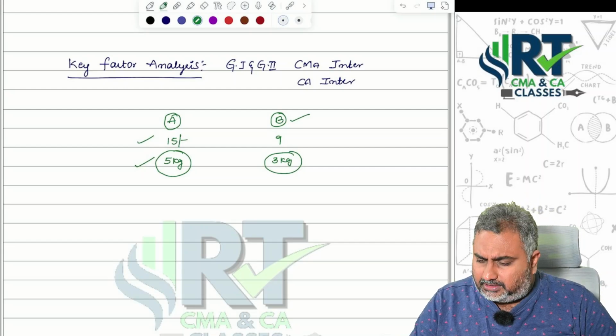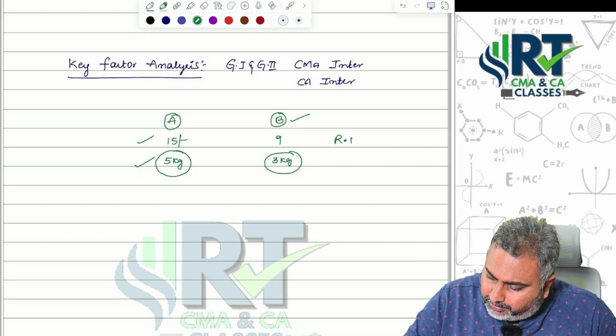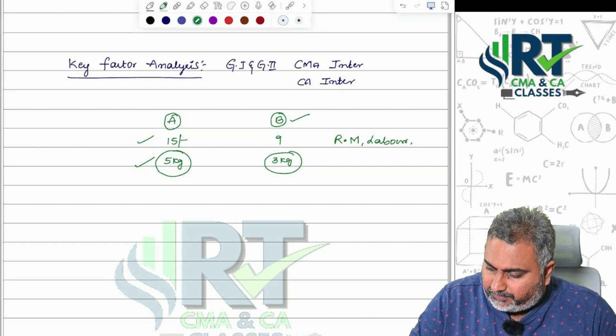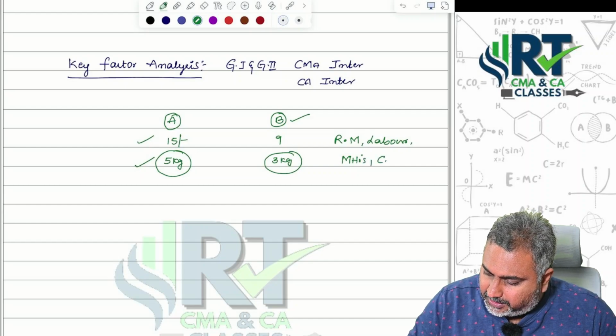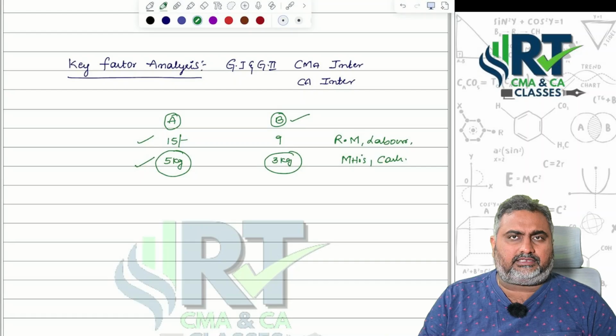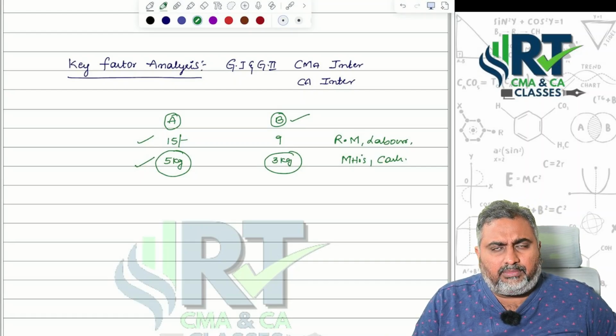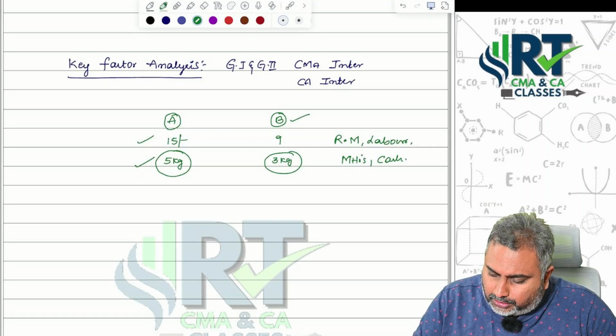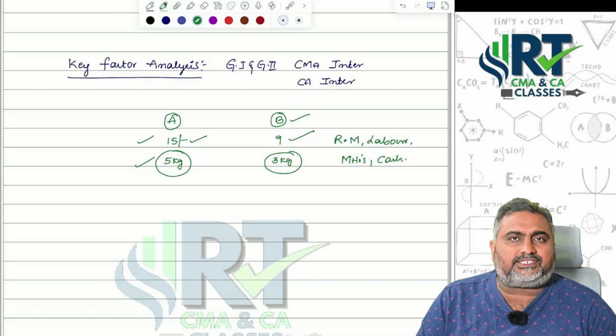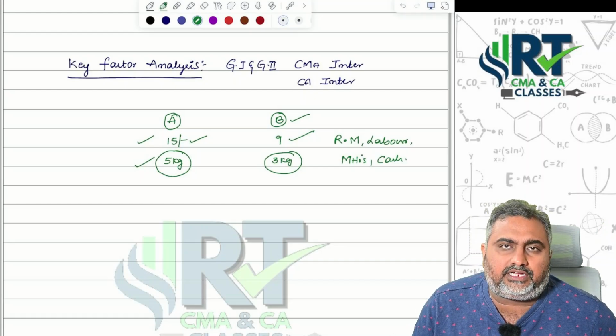What are the key factors? Raw material may be a key factor. Labor may be a key factor. Machine hours may be a key factor. Cash may be a key factor. Availability of funds also may be a scarce factor. In this kind of situation, don't base your decision making directly on contribution per unit.